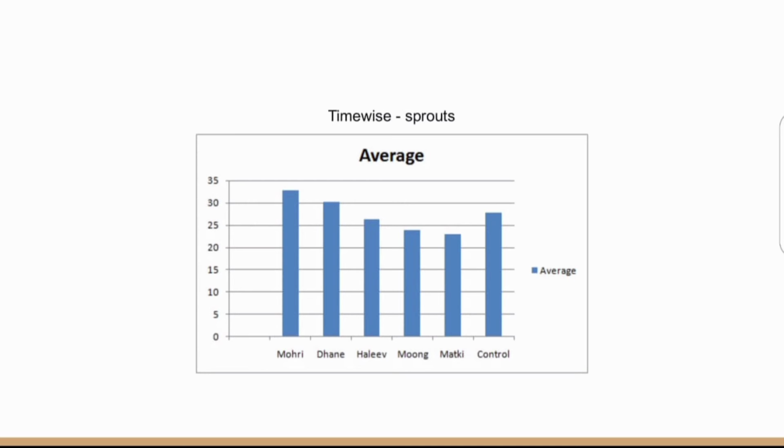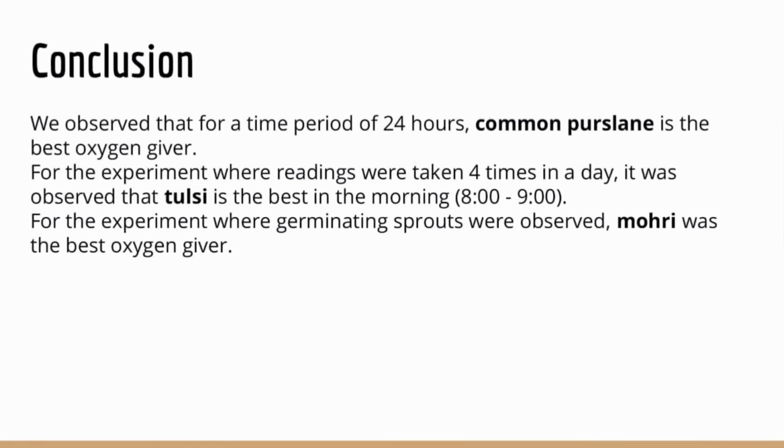Cocoa peat doesn't have any microorganisms, whereas soil contains microorganisms which respire. Therefore, we think that the difference in control might be because in the case of plant control, it was cocoa peat, and the sprouts had soil which contained microorganisms which respire. Thus, the difference in the amount of oxygen is observed. We concluded that the common purslane is the best oxygen giver for the 24 hours time period. In the next experiment, where we took 4 readings in a day, tulsi is the best around 8 to 9 am. In the germination experiment, mohari was the best oxygen giver.